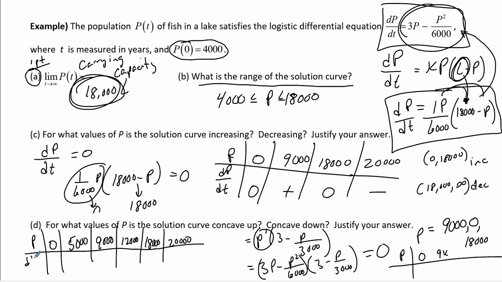All right? And this is d squared p over dt squared. At 0, we know it's 0. If I plug it into the second derivative, I'm going to get 0 times 3, which is still 0. If I plug in 5,000 and do that work, you get a positive, so it's concave up. If you plug in 9,000, you get 0. If you plug in 12,000, you get negative. If you plug in 18,000, you get 0. And if you plug in 20,000, you get a positive. Okay, concave up.